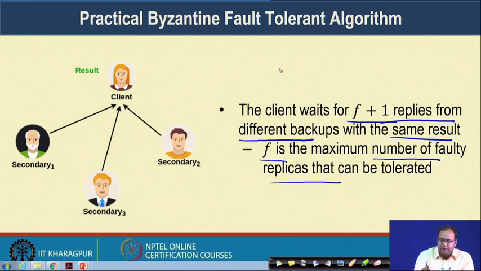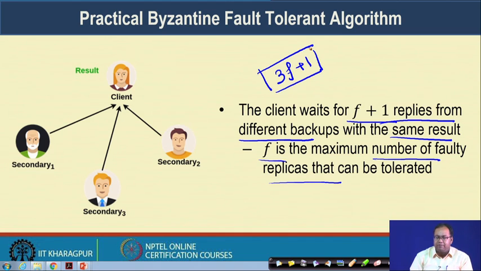Remember that in this PBFT algorithm, you have 3f plus 1 replicas. Out of these 3f plus 1 replicas, f replicas are faulty. But whenever the client receives f plus 1 messages with the same result, that means the majority of the correct nodes are sending a reply to you. When the majority of the correct nodes are sending a reply, you can say that the system has reached consensus and the client accepts or commits that particular message.